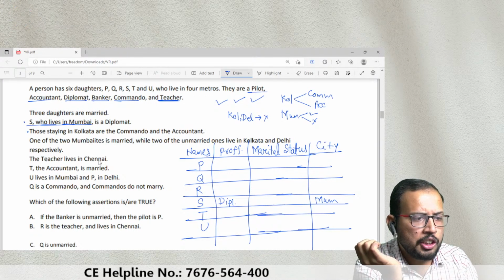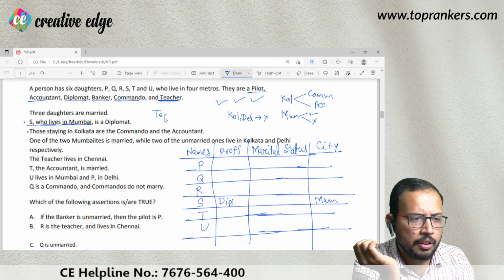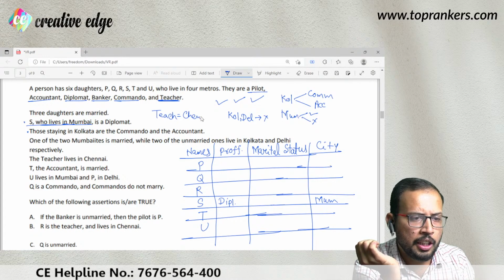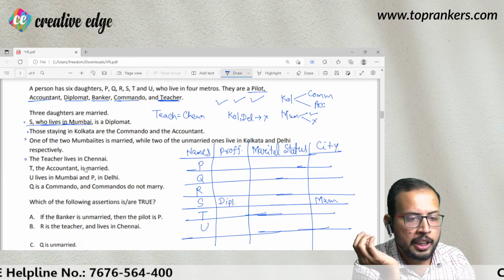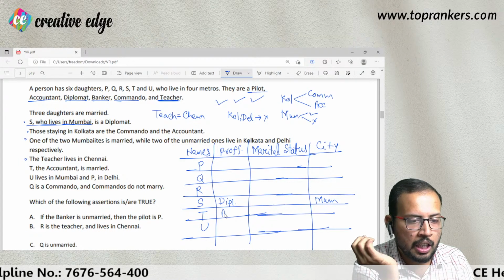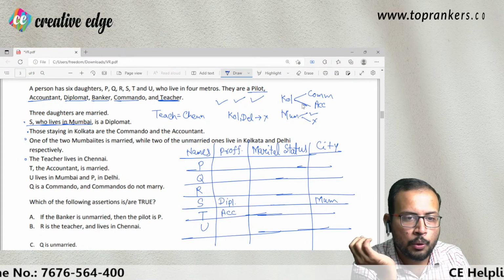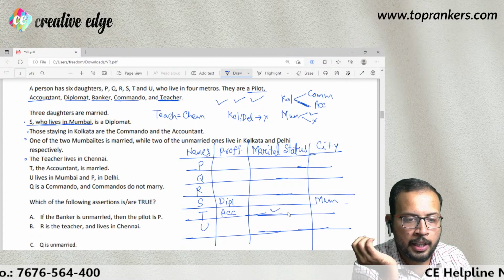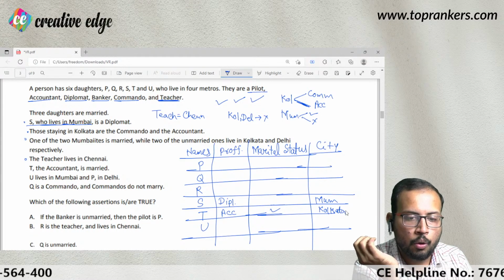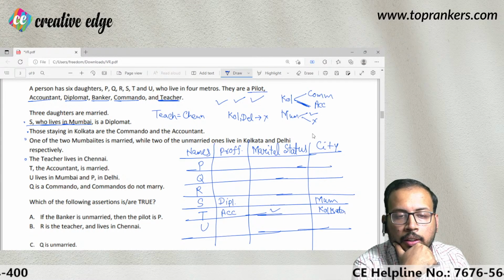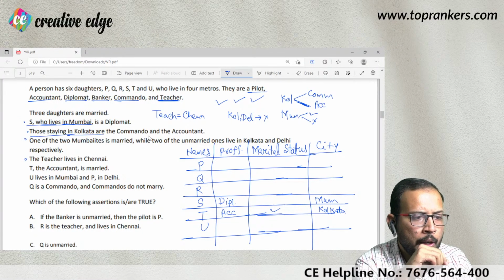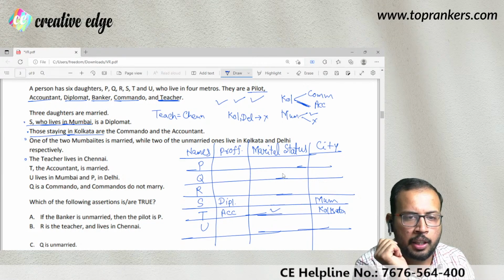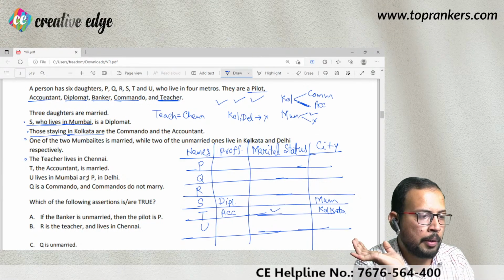The teacher lives in Chennai. So we have a teacher who lives in Chennai, right? Then the T, the accountant is married. So T is accountant, and I know that accountant lives in Kolkata. So accountant is married and he lives in Kolkata. Also, I know one thing that the person who is living in Kolkata, एक लाइन और मैंने पढ़ी थी, those staying in Kolkata are commando और accountant. ठीक है, तो एक accountant है और एक commando है. ठीक है, अभी तक यहाँ तक हमें क्लियर हुआ है.